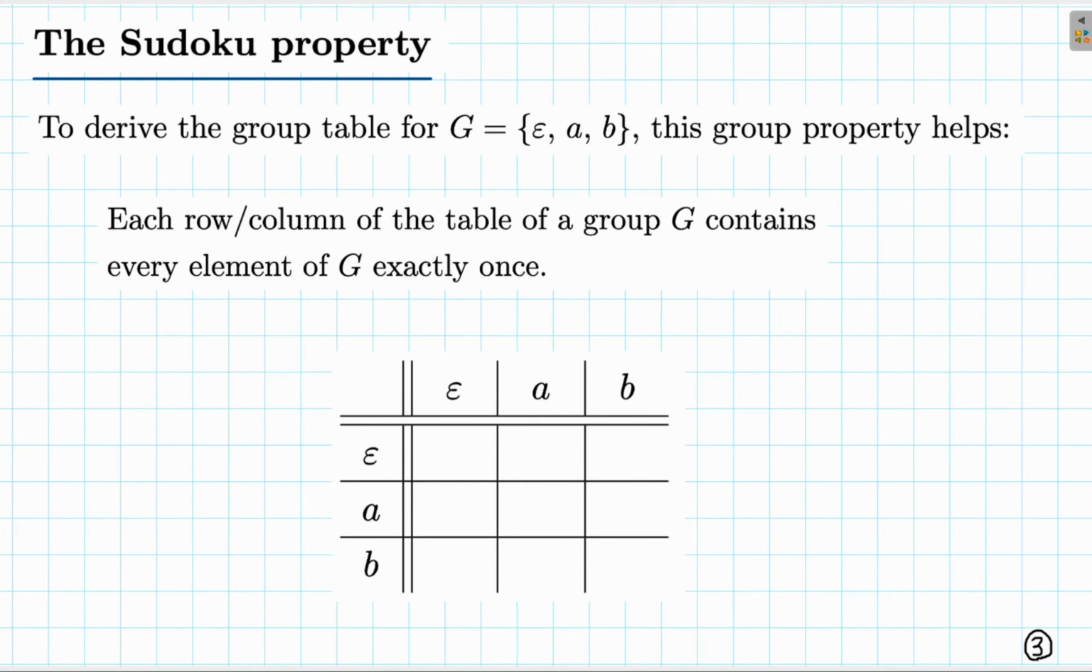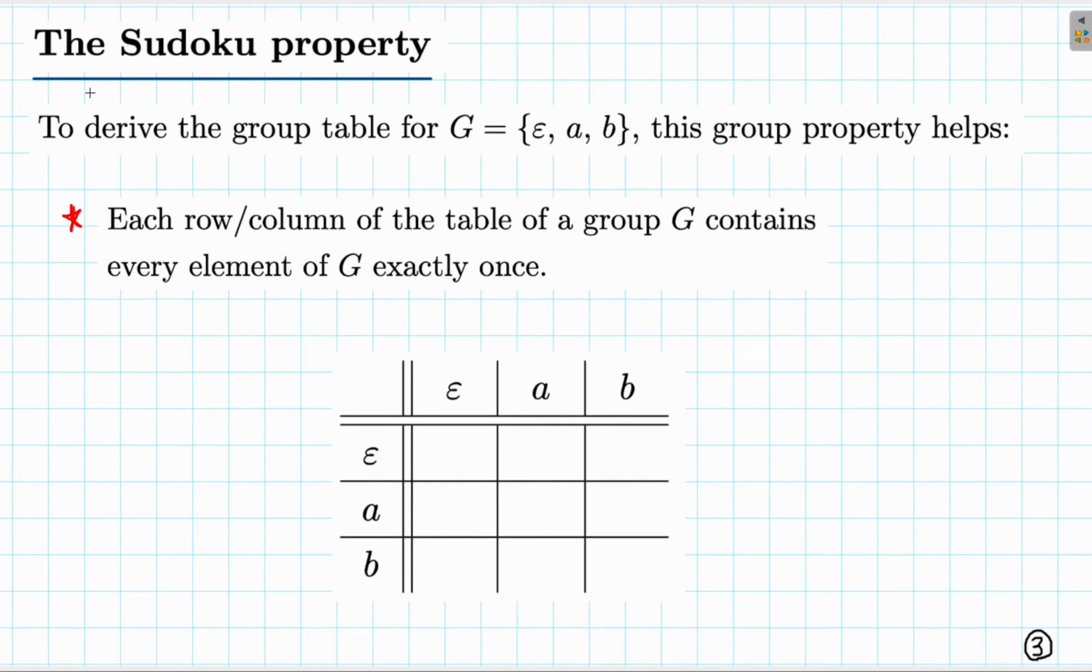And here's the Sudoku property, named after a popular number placement game. And here it is, right here. The property states that each row and column of any group table contains every element of that group G exactly once. So every row and every column of a group table contains every element of the group exactly once.